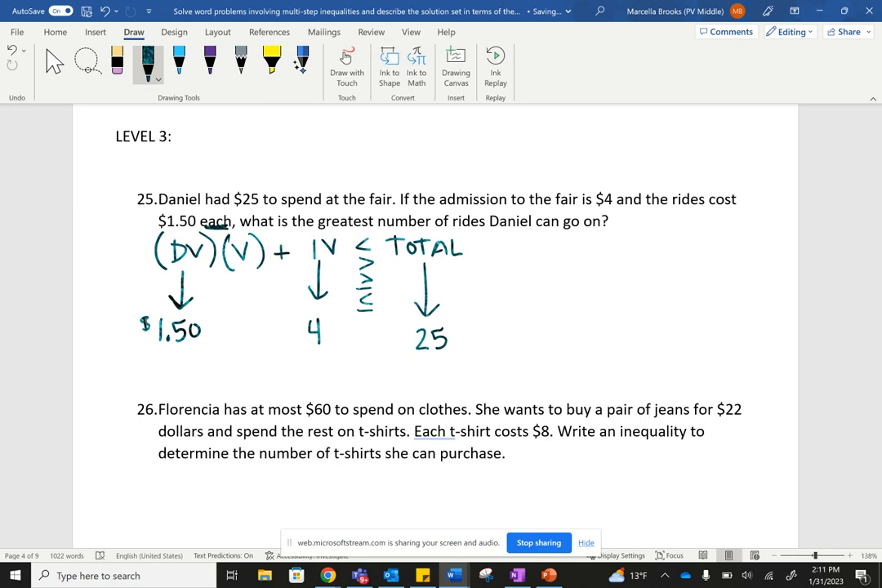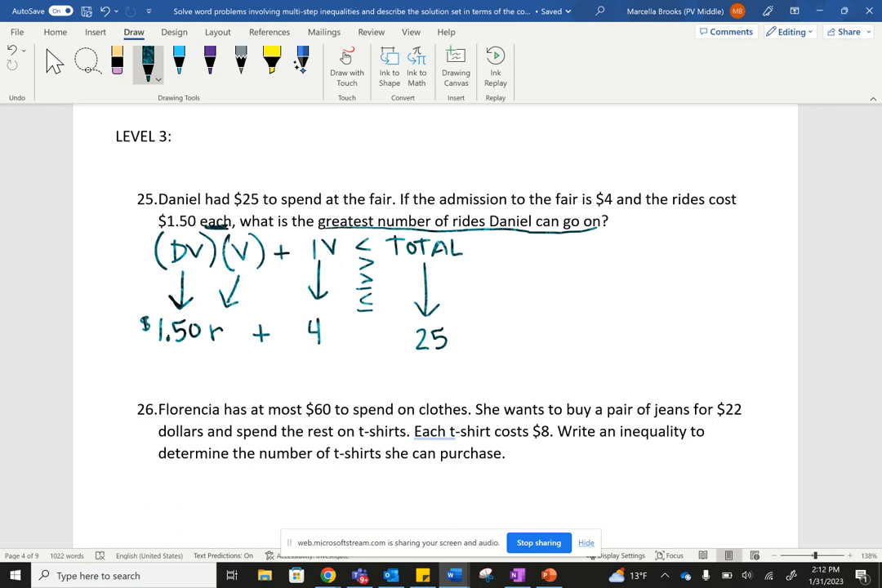What we're trying to find is our variable. We are trying to find the greatest number of rides that Daniel can go on. So the variable is number of rides. So I'm going to call it R. So we have 1.50R plus 4 is, now we've got to figure out the sign, the inequality.